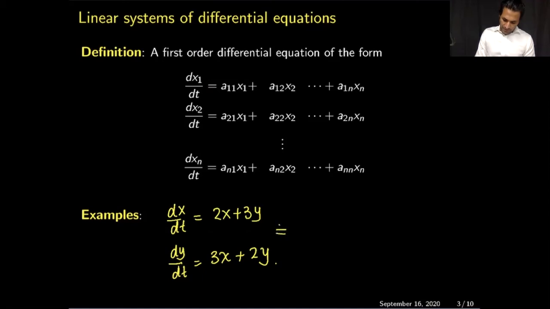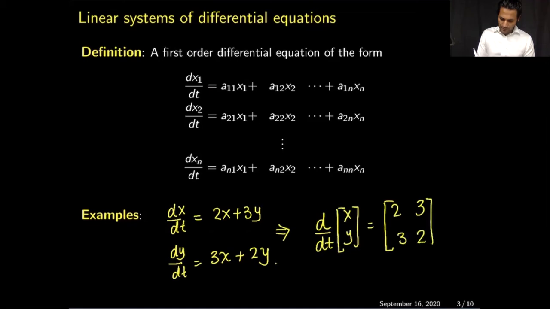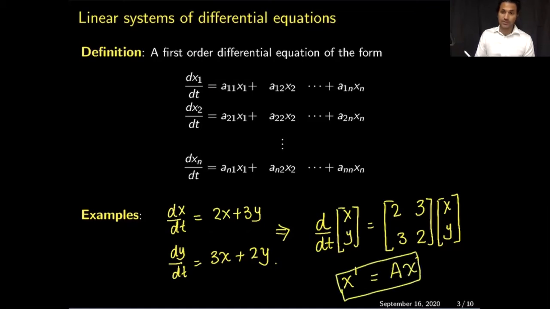This system can also be written in matrix form. You can write d over dt of this vector x and y, which is also the solution vector, equal to the coefficient matrix 2, 3, 3, 2, multiplied by the solution vector x and y. Sometimes you write it as x prime, the derivative written in the Leibniz notation, equals A times x, where A is the coefficient matrix of the linear system of differential equations.